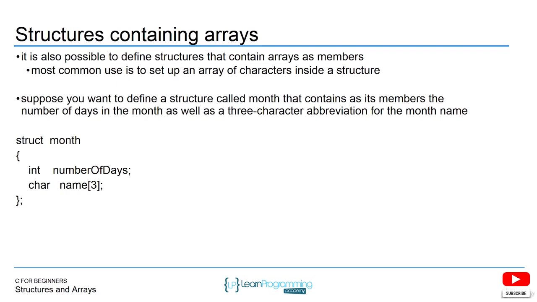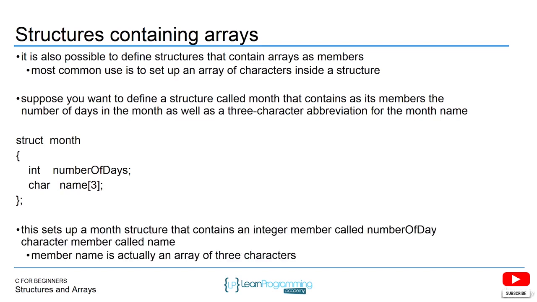We have one element, which is an integer, representing the number of days. We have a semicolon at the end. And then we have a character array, name sub 3, so it's size of 3, because it has 3 characters. And then we end the structure with the right curly brace and the semicolon.